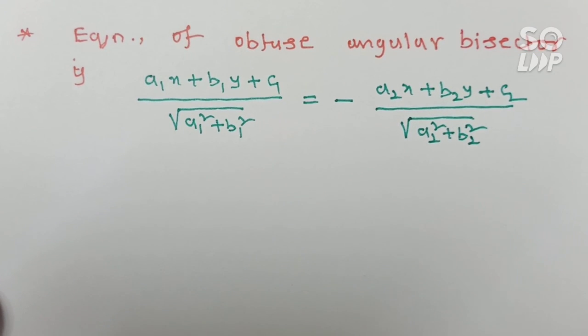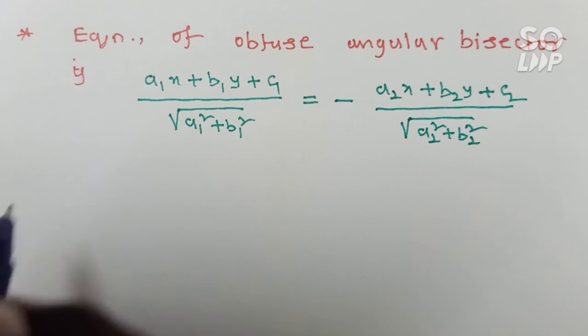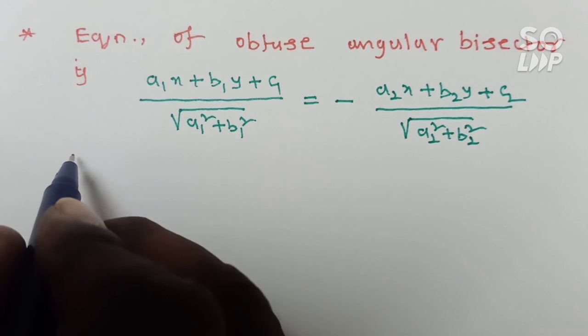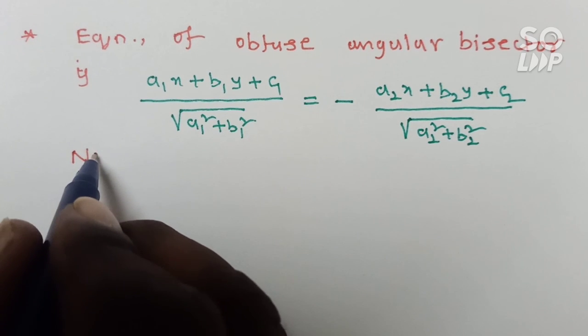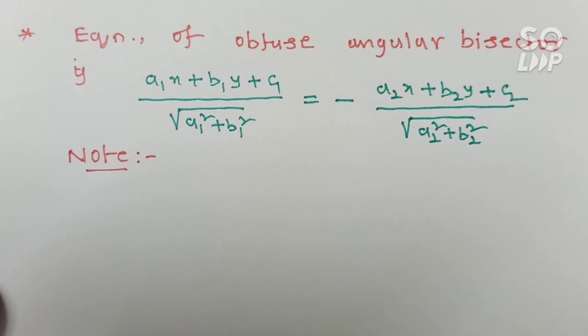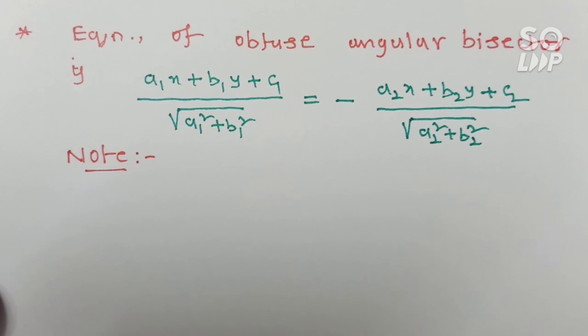This is a very important concept. Now you see this one here, you can write these very important points. So there are 2 points. First point, note here, these 2 points are very important. First point, what are the equations of angular bisectors of the coordinate axes?